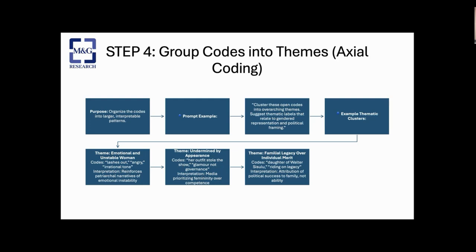Then the second theme is undermined by appearance. The codes are her outfit stole the show, glamour not governance. The interpretation: media prioritization of femininity over competence. The last theme is family legacy over individual merit. Those of us who are familiar with Lindiwe Sisulu know the codes: daughter of Walter Sisulu, riding on legacy. Then the interpretation is attribution of political success to family, not to her ability.